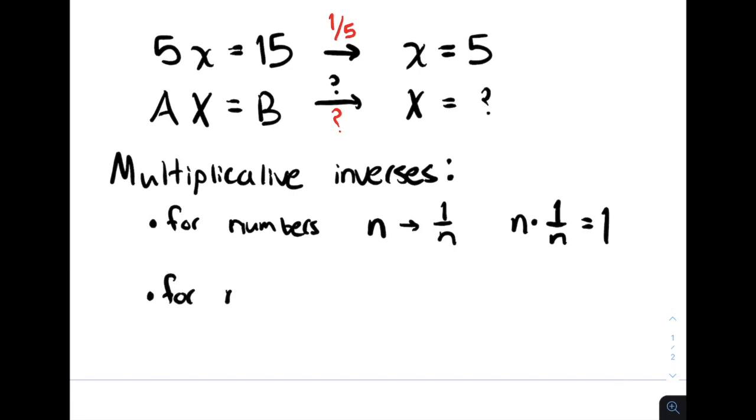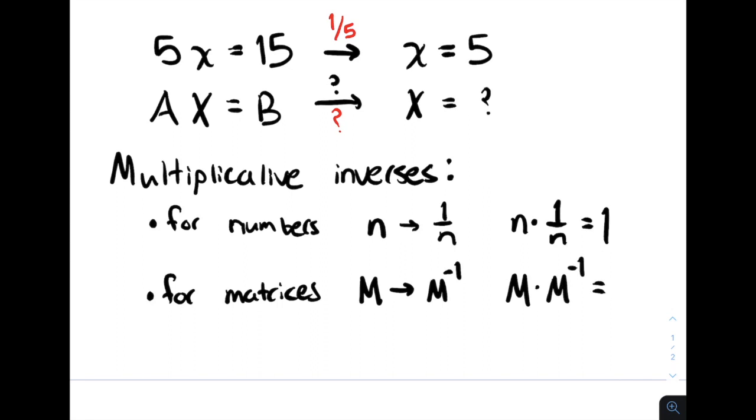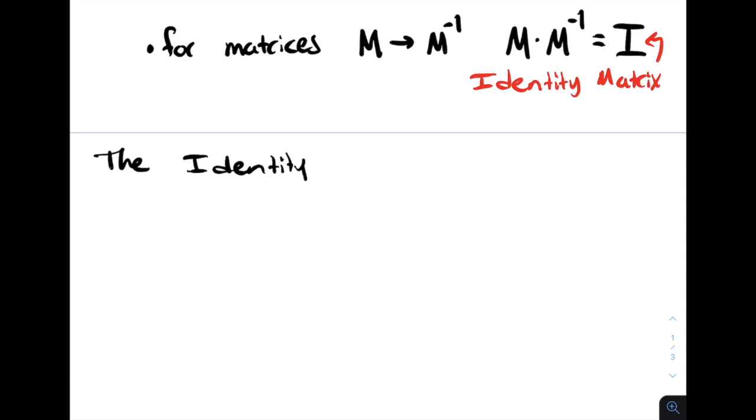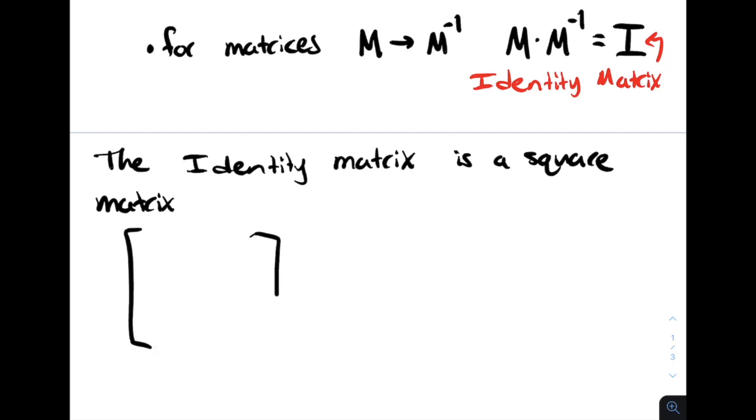For matrices, first note, not every matrix will have an inverse, but we'll reference it with this -1 superscript, and we'll have the property that a matrix times its inverse is I, where this I is the identity matrix. The identity matrix is a square matrix, and it has 1s along the diagonal and 0s everywhere else.